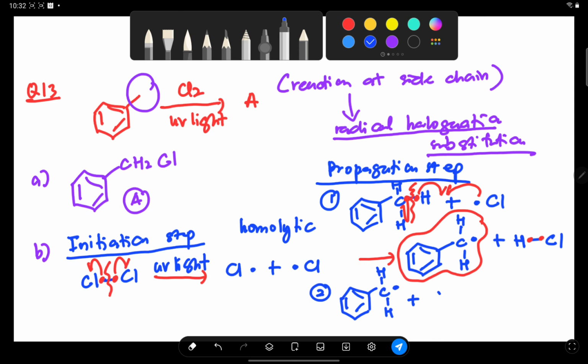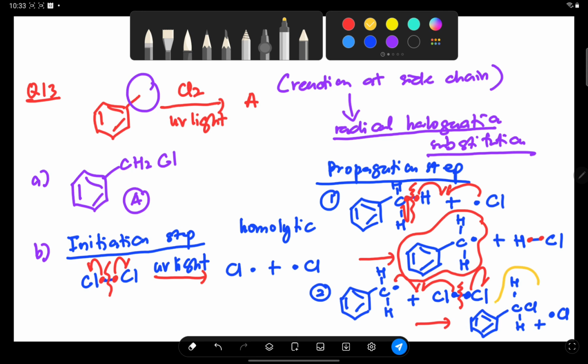Then it reacts with another chlorine molecule that has not yet split into radicals. So the bond breaks here. One electron goes here, one electron goes here, one electron goes here. Then you will produce CH2Cl plus Cl dot. Okay, this is the product that you get, the one from earlier.